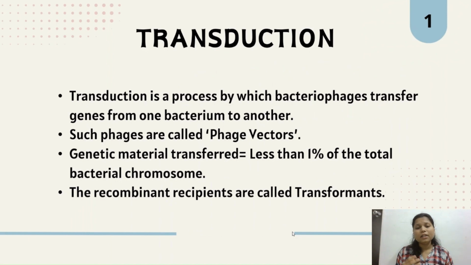So the genetic material that is transferred during the transduction process is less than 1% of the total bacterial chromosome. The recombinant recipients are called transductants. That is, the bacteria which take up the genetic material from the phage vectors are called transductants.